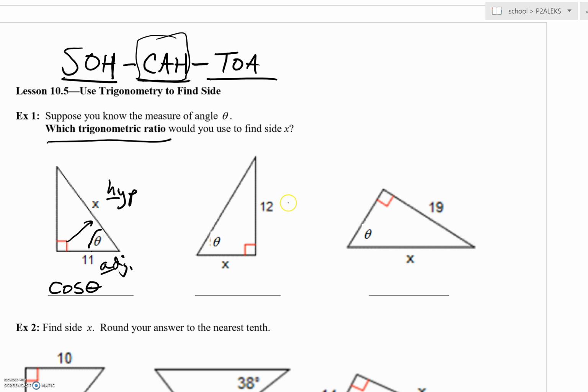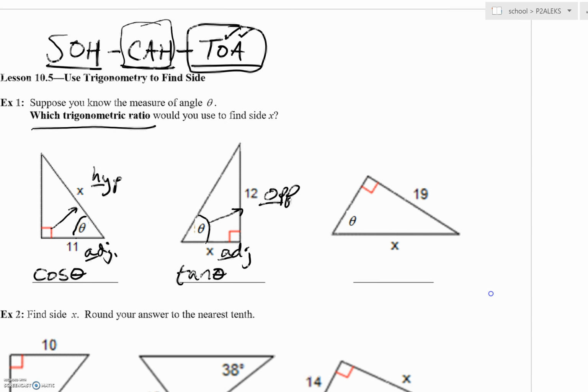You come over here to the one in the middle. Well, here's your theta. What would we call the 12? 12 would be opposite, directly across. How about the x? This would be the what side? Adjacent side. So I have O and I have A. That's going to have to be tangent. Kids might say, how do you know? Well, look at the SOHCAHTOA. O and A is in that last one. That's with the T. So we'd work with the tangent of theta.